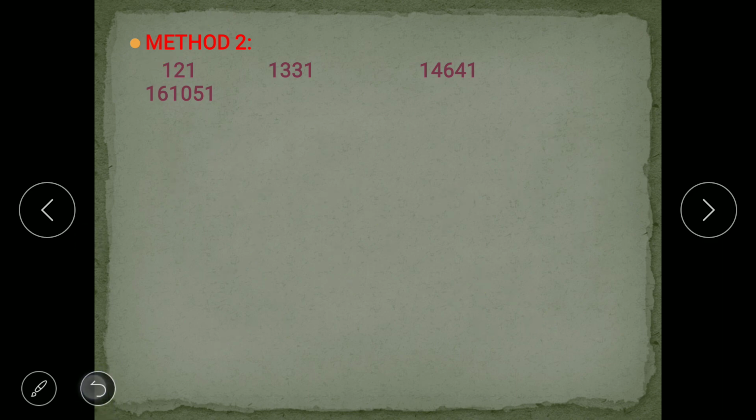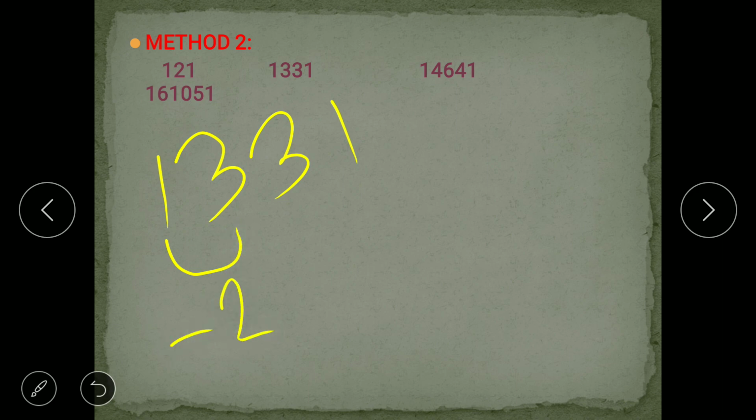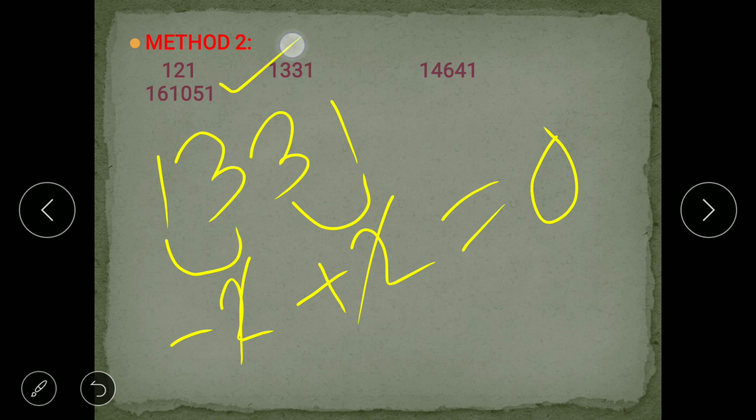We will take the same example as well. 1 3 3 1. 1 minus 3 is minus 2. 3 minus 1 is plus 2. Minus 2 and plus 2 will give you 0. So 1331 is divisible by 11.